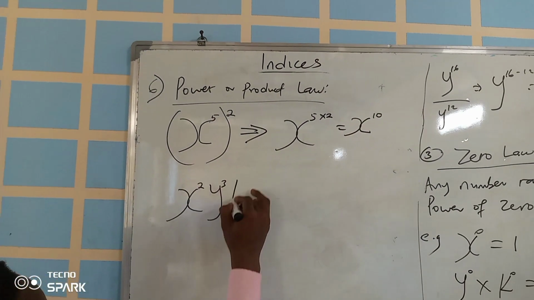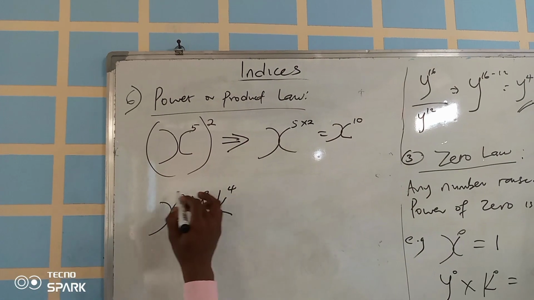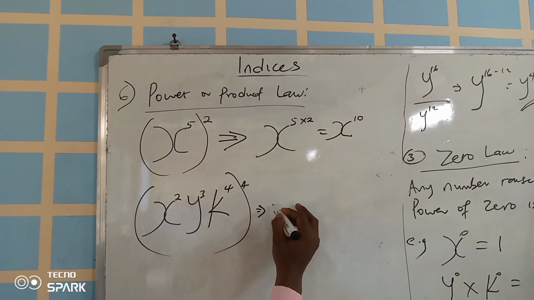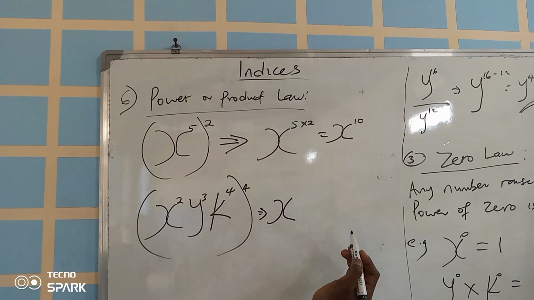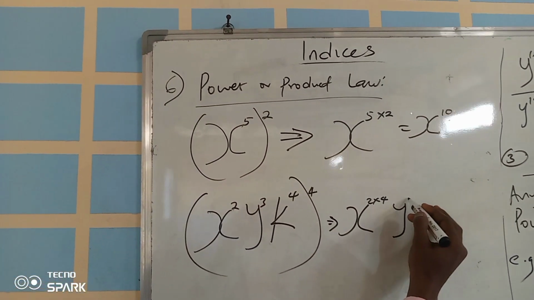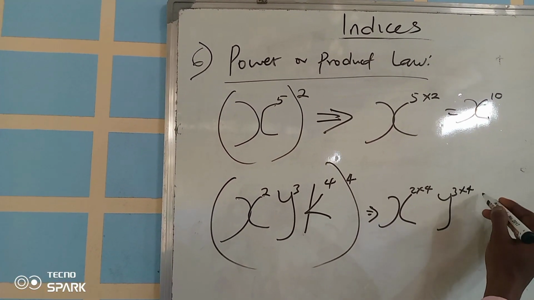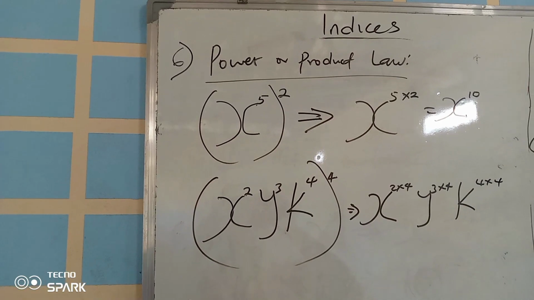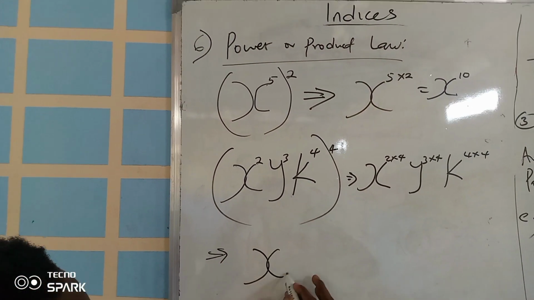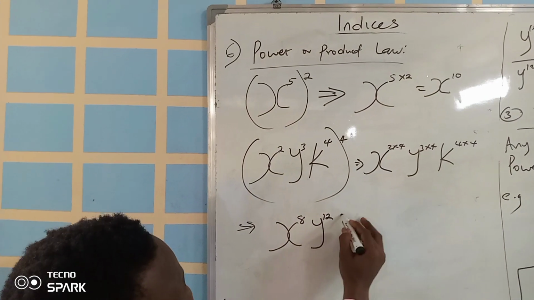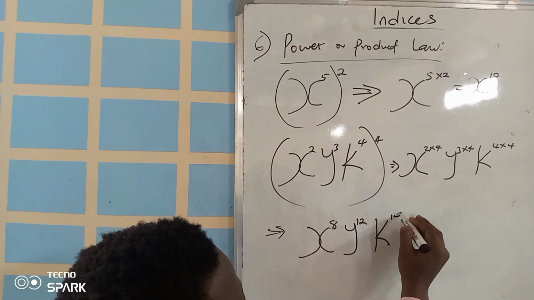In the same way, if we have x raised to the power 2, y raised to the power 3, and k raised to the power 4, and all is raised to the power of 4, that should give us x raised to the power 2 times 4, then y raised to the power 3 times 4, then k raised to the power what? 4 times 4.